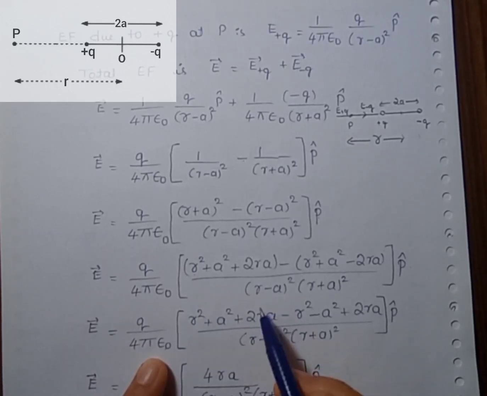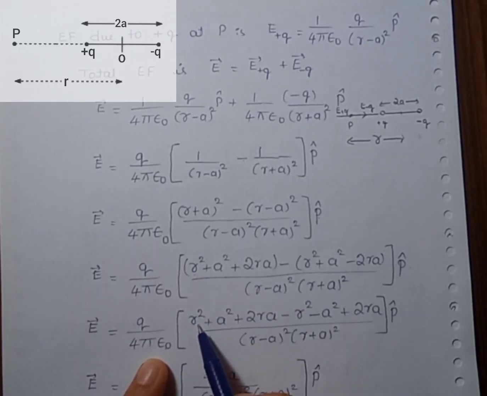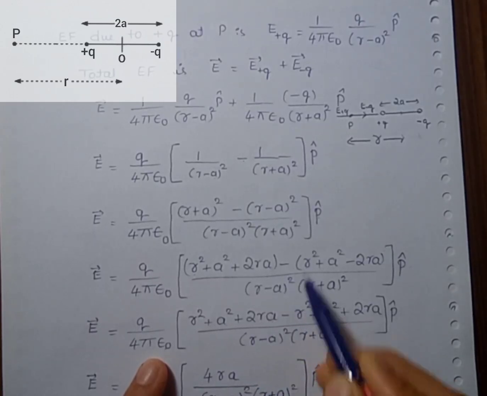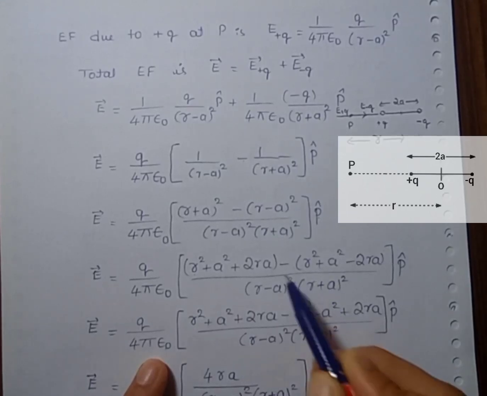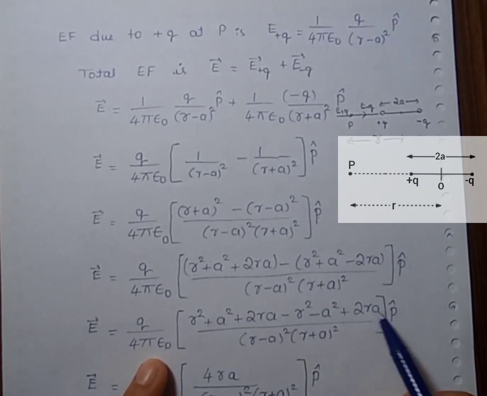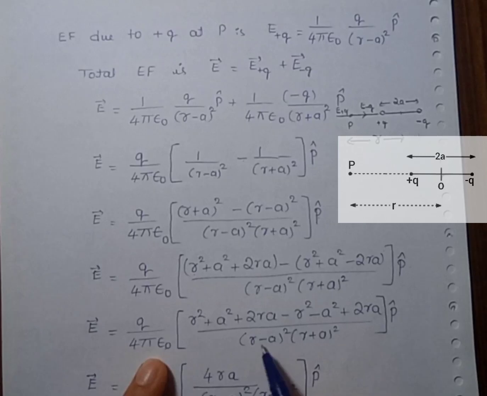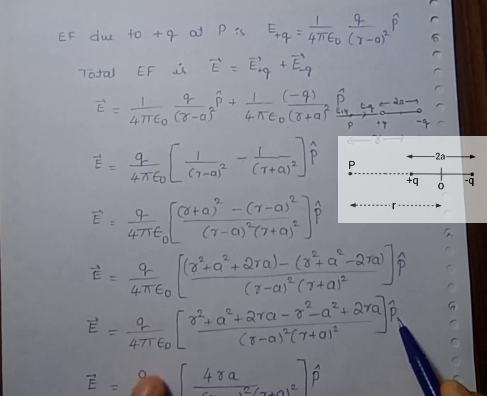Just remove those brackets, then we will get R square plus A square plus 2RA minus R square minus A square plus 2RA, whole divided by R minus A whole square R plus A whole square, P cap.